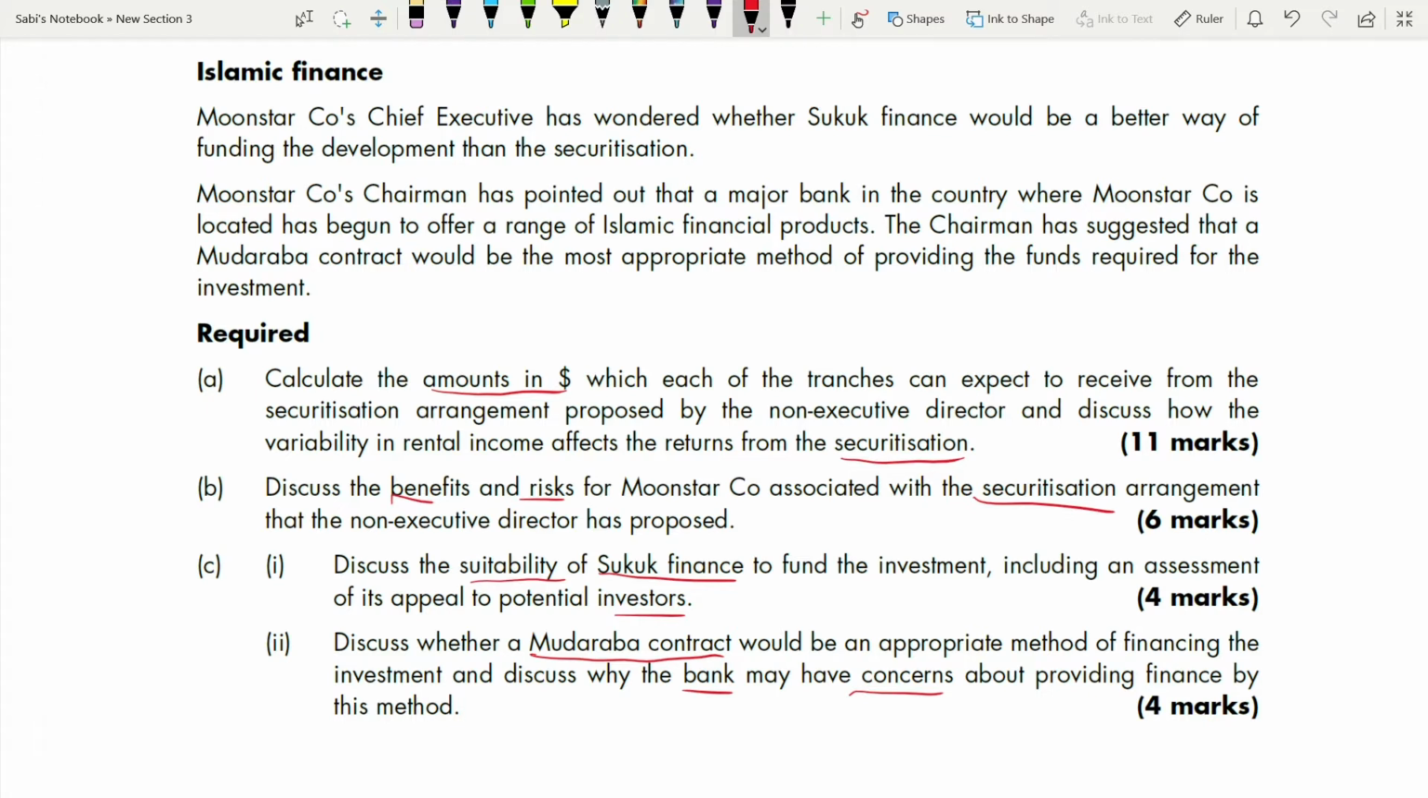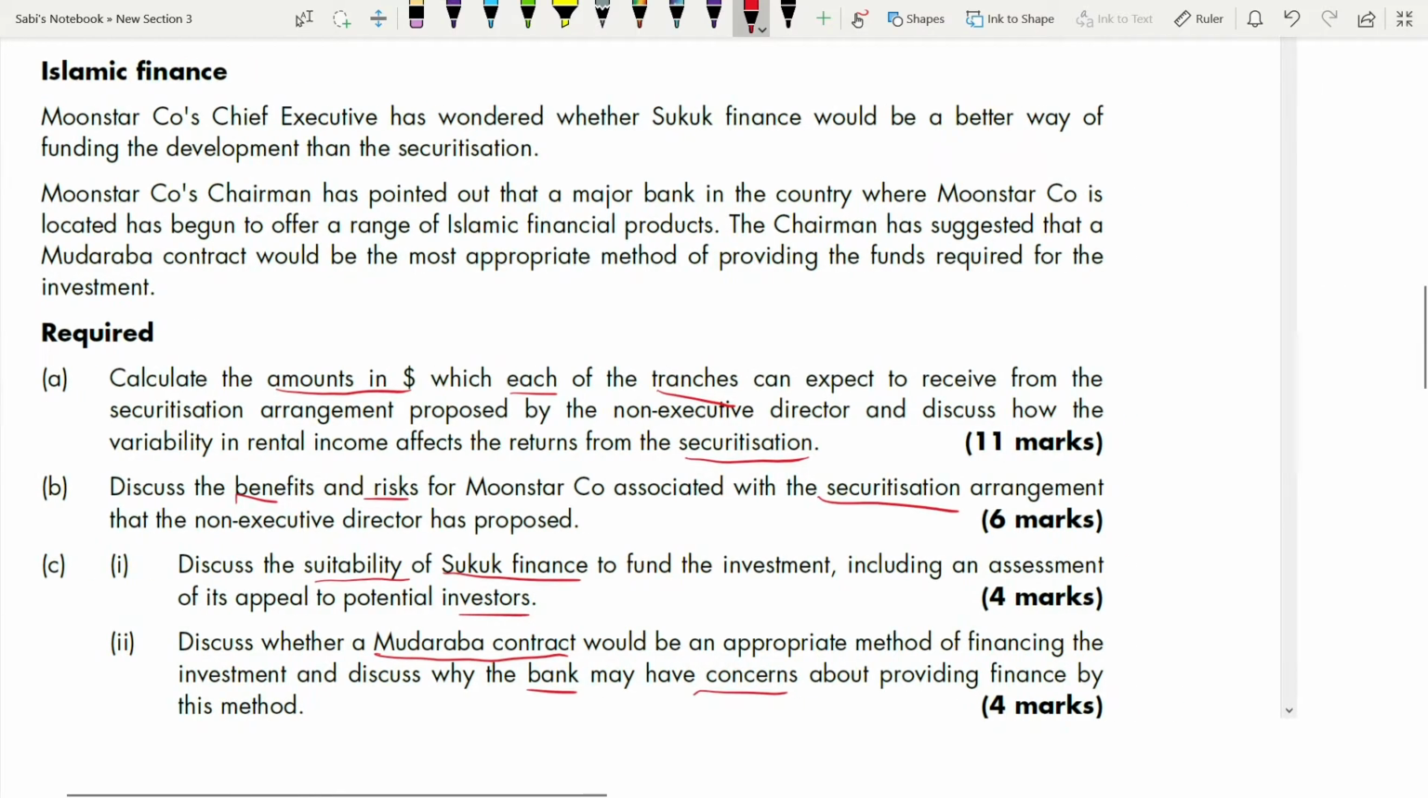So under each of the tranches, how much you're going to receive, as proposed by the non-executive director, and discuss how the variability in rental income affects the return from the securitization. First, you have to talk about the non-executive director's proposal, and then you need to talk about the risk: what if it's 5% lower. And second, we need to talk about benefits and risks of the securitization process to Moonstar, which is for 6 marks.